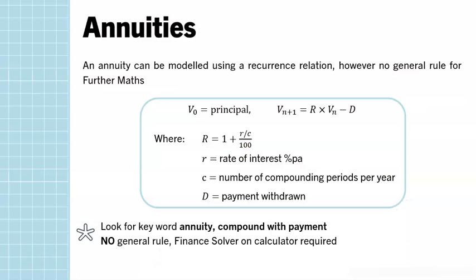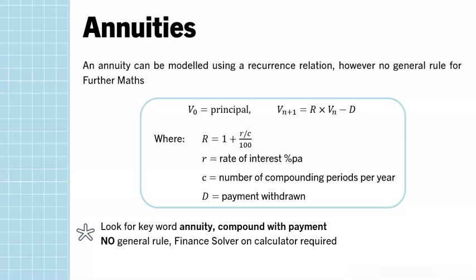In terms of modelling these annuities as recurrence relations in Further Maths, we are using our values of V0 being our principal. We would write that then as Vn+1, so the next value is R times Vn, the current value, minus D. In this case, capital R is the growth, so we're doing 1 plus the interest rate over the number of compounding periods per year.